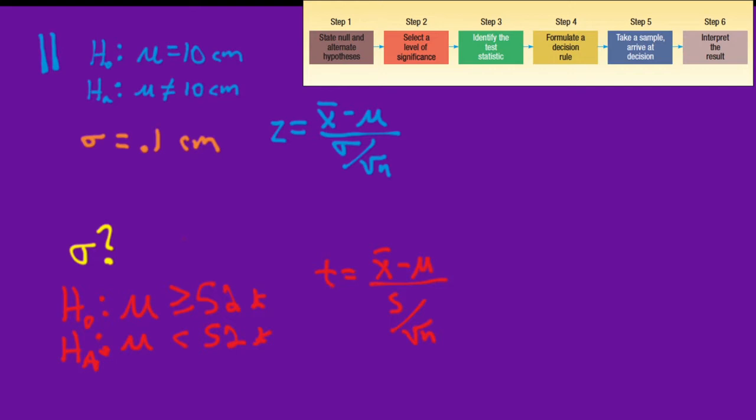Let's focus on our chopstick example here. In step 3, we decided we needed the z statistic, right? In the blue here in the chopsticks, we knew the population standard deviation, and so we're working with the z statistic. We also know that we're dealing with a two-sided test, and we know that because the hypotheses are set up in a way that indicates a two-sided test.